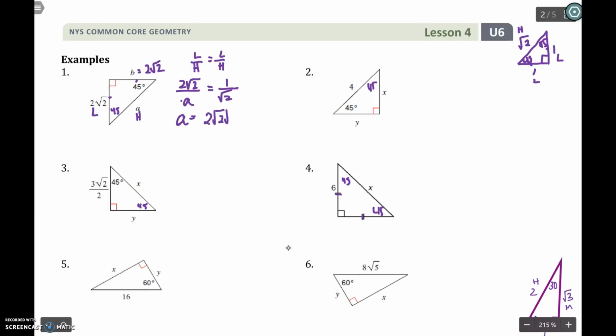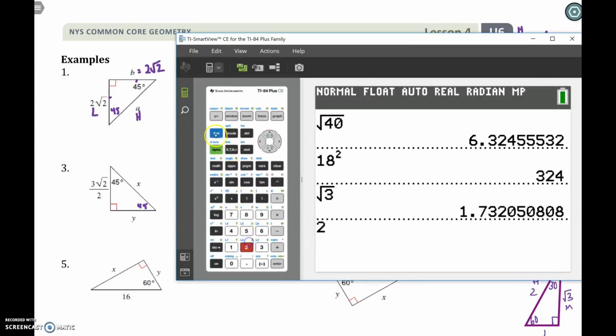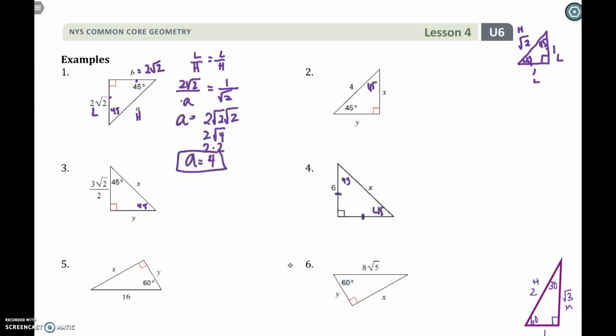You're really doing this, multiplying the radicals. Radical 4 is 2, and you're going to get 4. Okay, and in the calculator, you could do 2 radical 2 times radical 2 just by typing it in that way. And it would come out with 4 that way too.